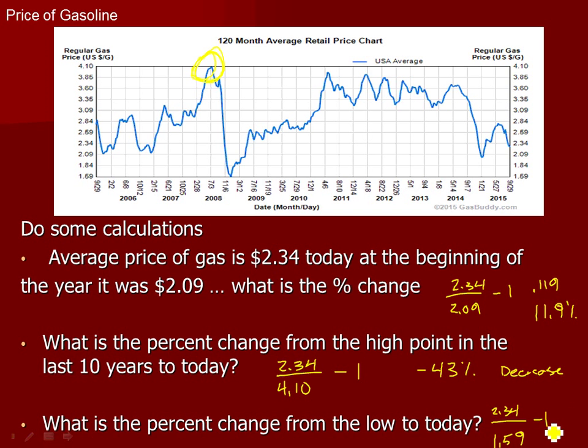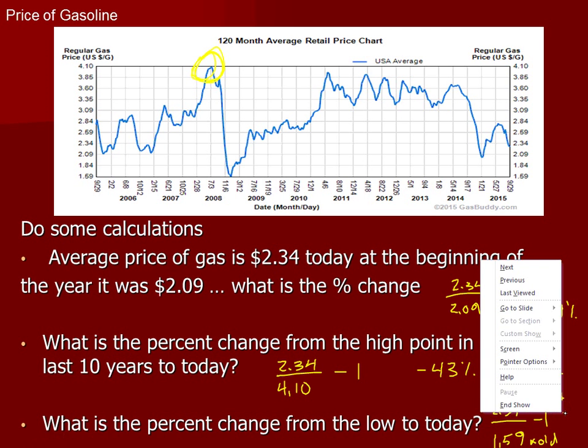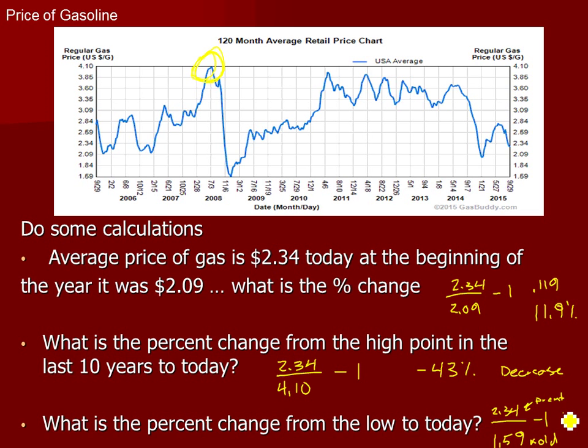47% increase. It should be a positive number. 234, which is our present value, should be over our old value of 159, and that is what is it? 20. Oh, okay, cool. We are 43% off the high of the last 10 years and 47% above the low of the last 10 years. Okay, so that's percentage change.